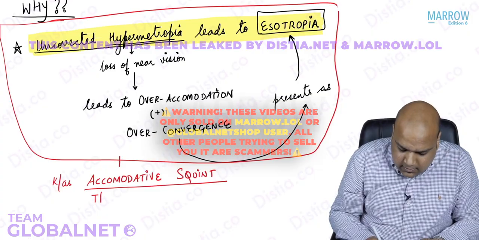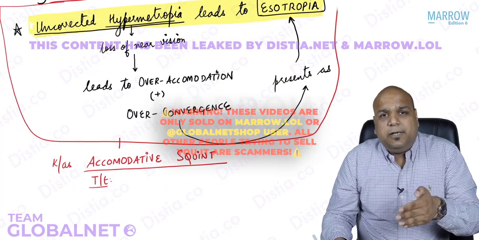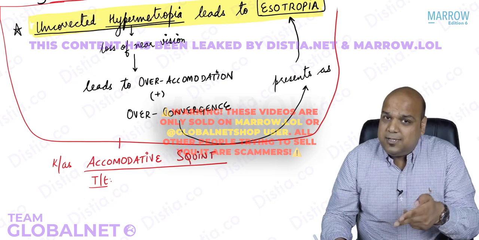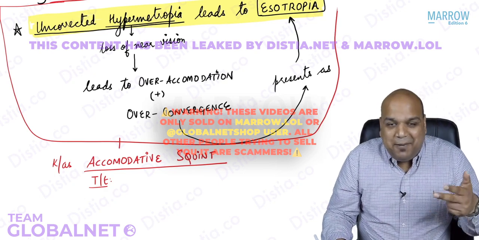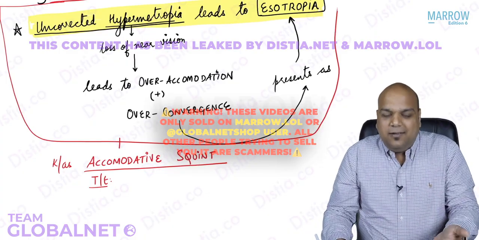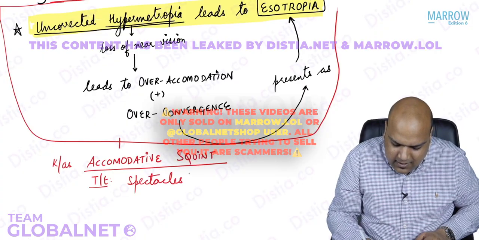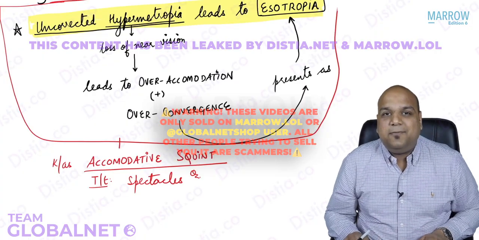Accommodative squint because obviously it is associated with over accommodation. Now, the examiner asks you what is the treatment of accommodative squint. So accommodative squint is esotropic. It occurs due to uncorrected hypermetropia. Hypermetropia is a refractory error. So you need to at last treat the refractory error. So that means what should be the treatment, everybody? Treat the refractory error. Make the child wear a pair of spectacles.